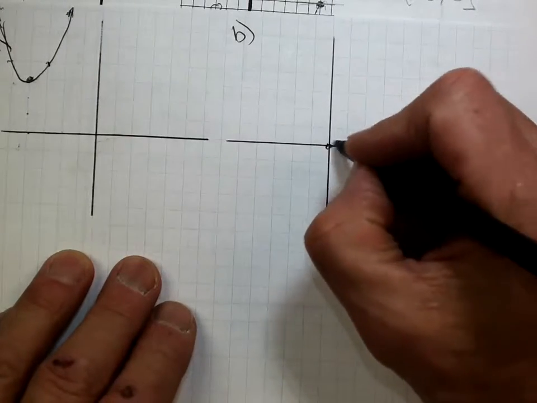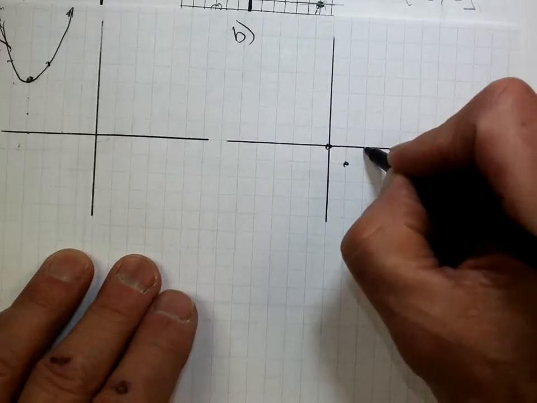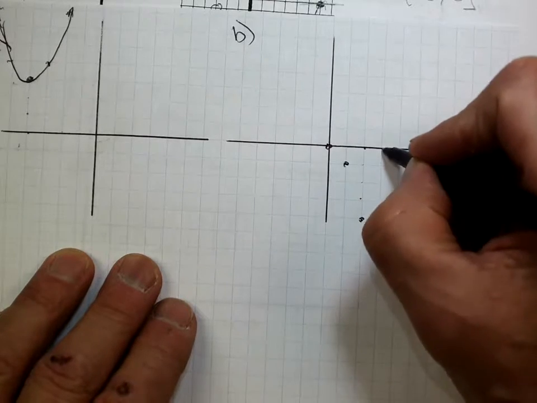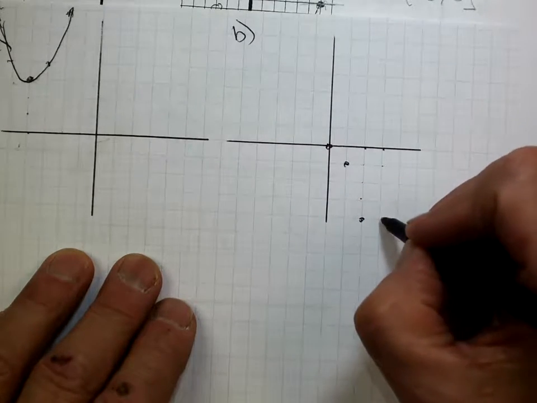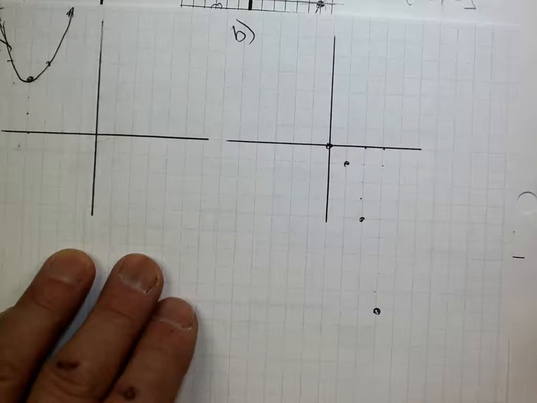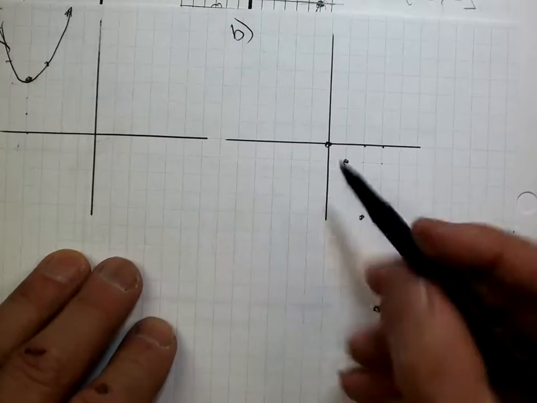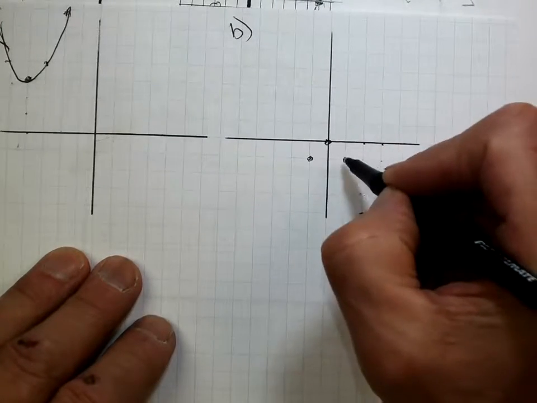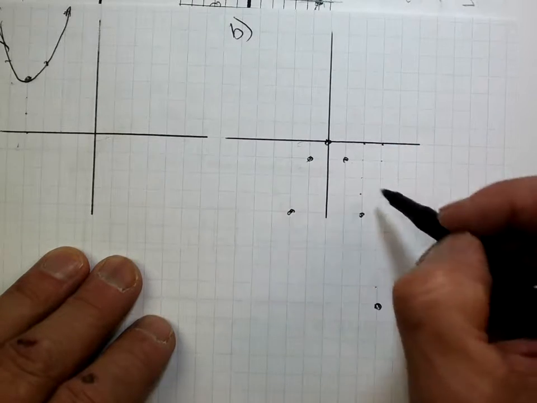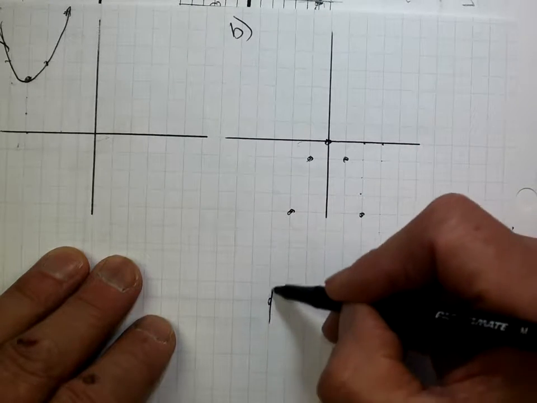We'll go 0, 0, we'll go 1, 1 but upside down, 2, 4, 3, 9. Right? 3 squared is 9. And of course it's symmetrical. So I'll have another value at negative 1, negative 1. Symmetrical. I'll have another value here and another value here.